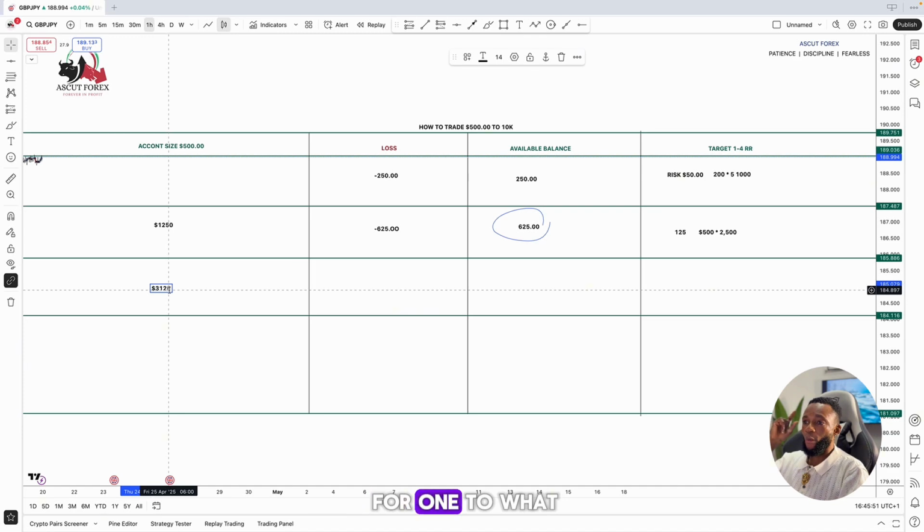So now we are going for 1 to what? Either 1 to 15 or let's go for 1 to 14. The reason why I say 1 to 14 is we are taking 14 trades. That's what we are taking now.